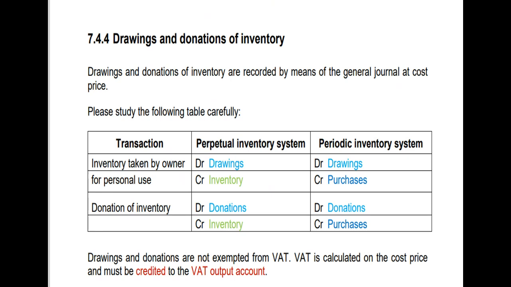Remember that the owner is taking inventory out of the business for personal use, which means the inventory is reducing. Inventory is an asset. It reduces on which side? On the credit side. That's why we are crediting the inventory and we are debiting what? The drawings.